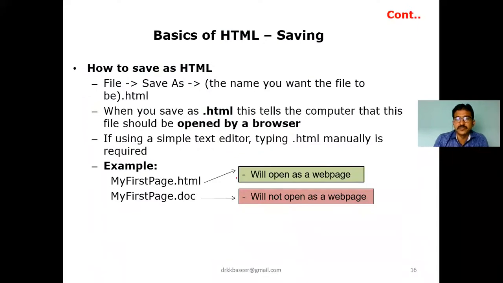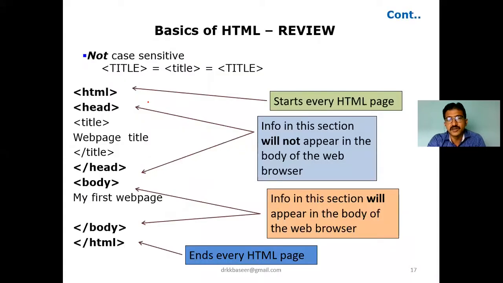When you save this page as .html, it will open in a web page. If you save this page as .doc, it will not open as a web page; it will open as a Word document. That is the difference. How to save the file? Open file, click on save as, type the file name, and save it as .html. It needs to be the file name followed by .html, mentioned clearly. Then only it is saved as .html.